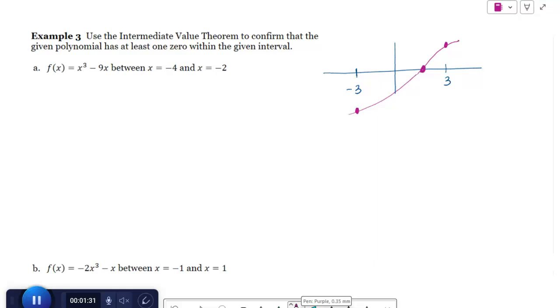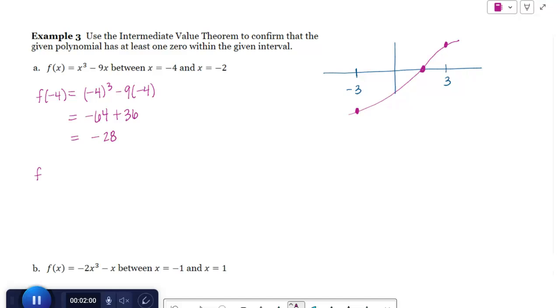So for this first example A, we're going to take the value -4 and plug it into the function. This will be -4 cubed minus 9 times -4. This is -64 plus 36, which is, hang on, on my calculator, I'm getting -28.